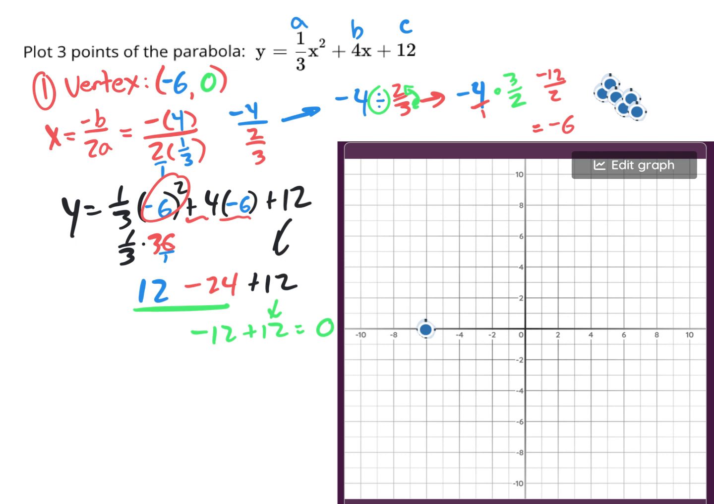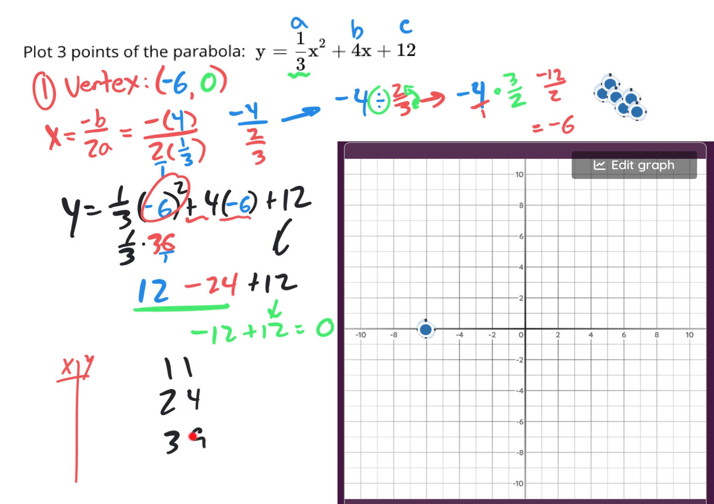Now you need more points. You could use an input-output table, but I recommend using the pattern 1, 1, 2, 4, 3, 9. However, because our a value is 1/3, I'm going to have to modify the outputs, the 1, the 4, and the 9.